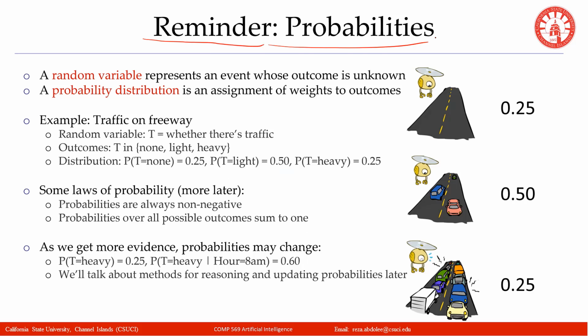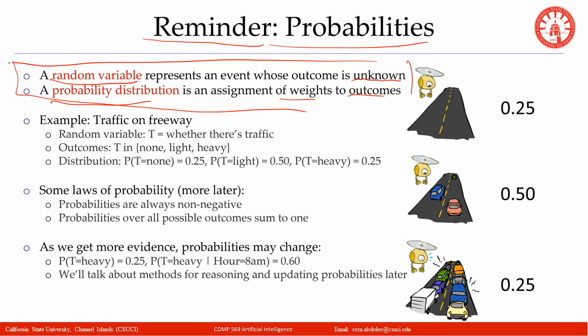So in probability, we have a notion of random variable. A random variable represents an event whose outcome is unknown. A probability distribution, on the other hand, is an assignment of weights to outcomes. So let's take a look at this definition from an example point of view. Assume that we are taking a look at the traffic on a freeway. We can define a random variable T as whether there is traffic on the highway.